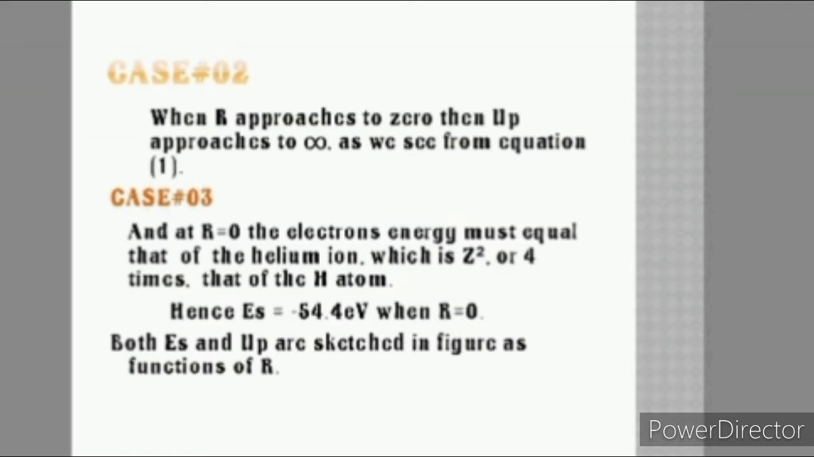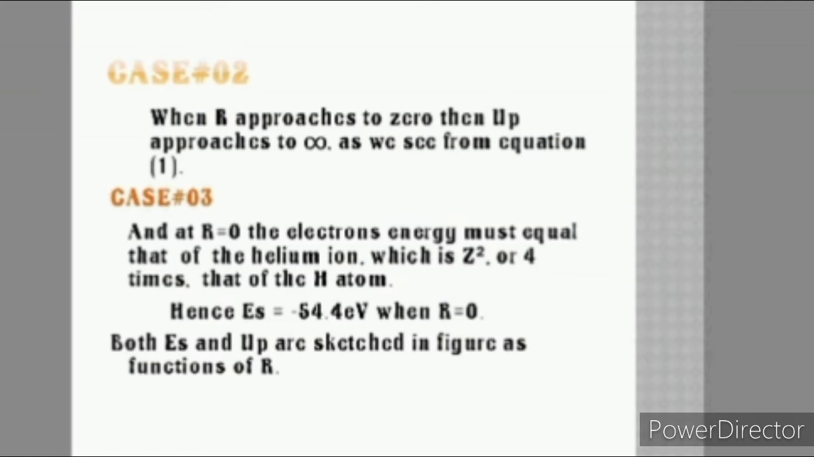Now in case 3, when R is equal to 0, the electron's energy must equal that of the helium ion. As we know, in the helium ion there are two protons, so when R is equal to 0, the electron's energy must equal that of the helium ion, which is 4 times greater than the hydrogen atom. So hence we see that the electron's energy here is minus 54.4 electron volts when R is equal to 0.